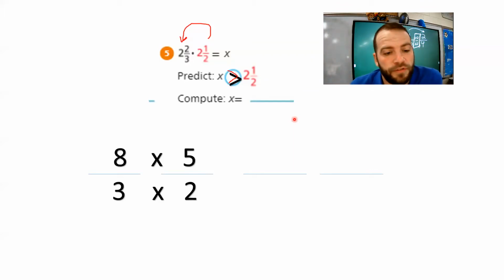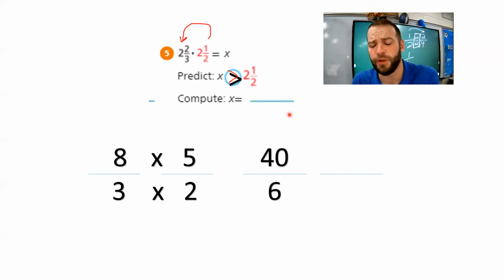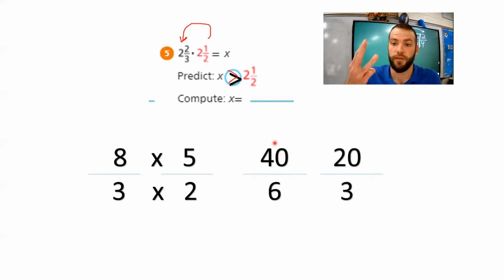8 times 5 is 40. 3 times 2 is 6, so it's 40/6. But we can even simplify that first if we'd like. We could have simplified here or reduced here if we wanted to, or we could reduce here. Or you could literally pull out bunches of 6, right? You can pull out 6 sixes, which would be 36. There's still 4 left over. So that's how you can get that answer here.